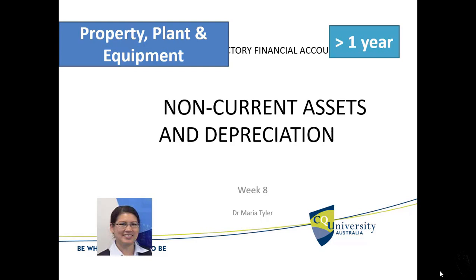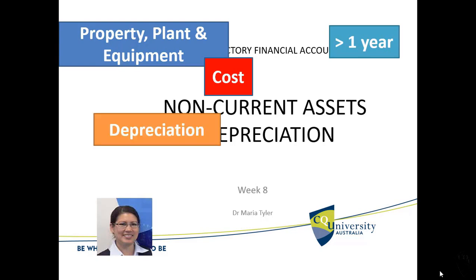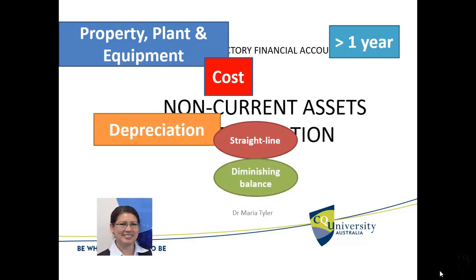And we first record property, plant and equipment at cost. And we are introduced to depreciation and the straight line, diminishing balance and units of production methods. Let's start by looking at what non-current assets are.